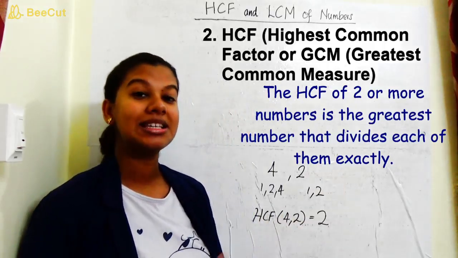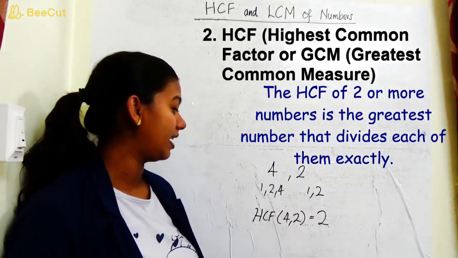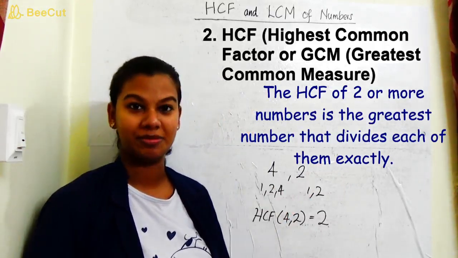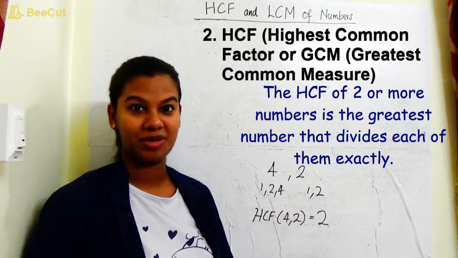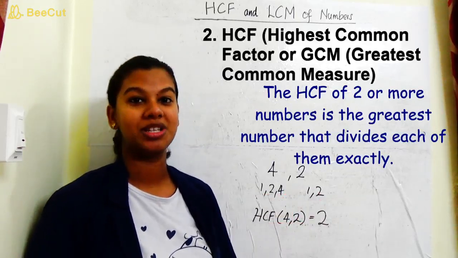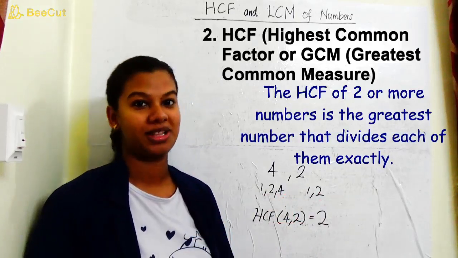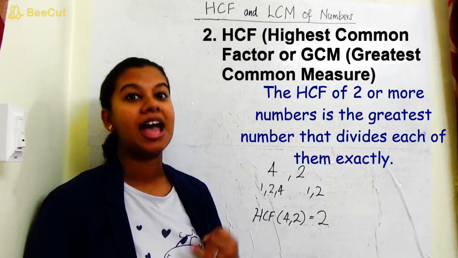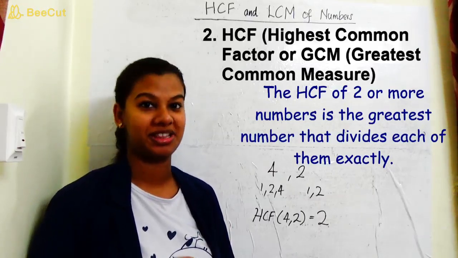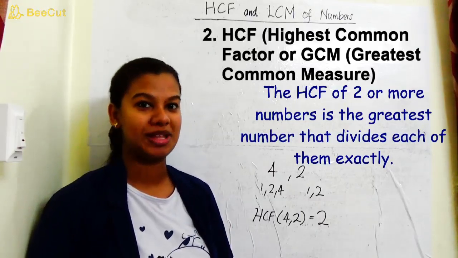So it is easy to find the HCF of small numbers. We can just write down the factors and take out the common numbers. But what about bigger numbers? For that there are two methods. One is called the factorization method and the other is called the division method. So let's see those two methods.